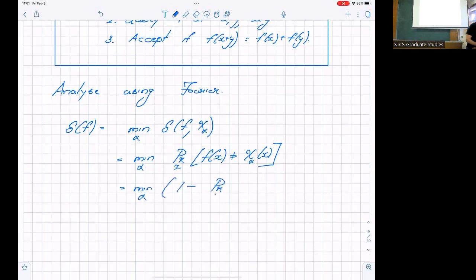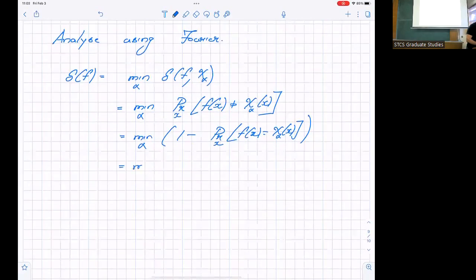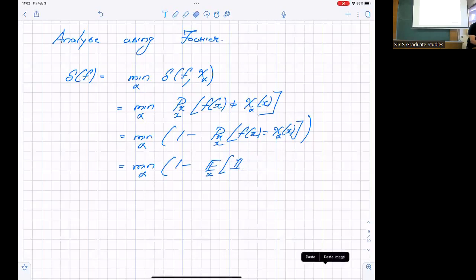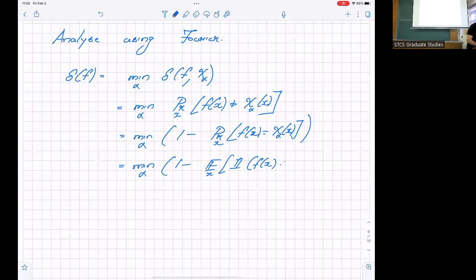1 minus the probability over x that f of x equals chi alpha of x. So this is min over alpha of 1 minus the expected value over x, because this is a Boolean function, this is just f of x. So the indicator that f of x equals chi alpha. Yes. Now I'm going to write f of x times chi alpha of x equals 1.